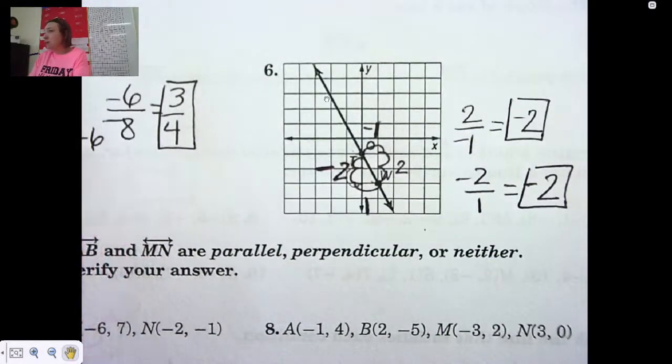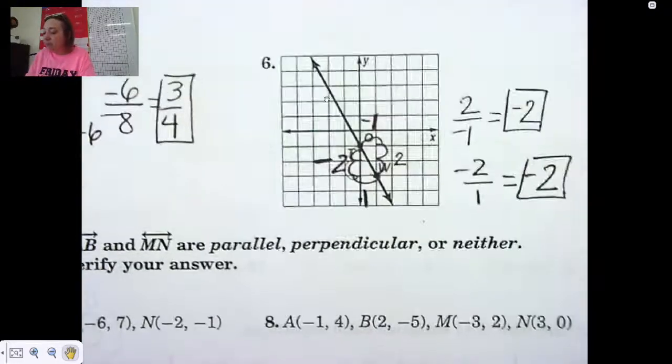Do y'all see? Your slope will be the same no matter what. No matter which way you count it, your slope's still going to be the same. But you've got to pay attention to whether you're going up or going down. Okay? Going left or going right. Because that's a positive or a negative.